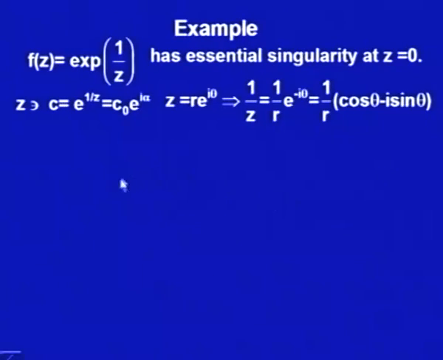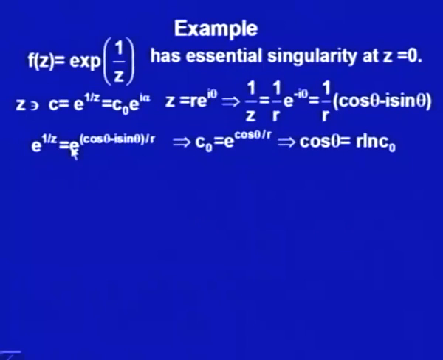So, now let us come to e to the power 1 by z. I could write it as e to the power (cos theta minus i sin theta) upon r. Now, break it into parts, because what we want is e to the power 1 by z equal to the constant c, and this constant c I am writing as c naught e to the power i alpha. So, I would try to find what the real part c naught is and what e to the power i alpha is. From here, if I rewrite it, I would get c naught as e to the power cos theta by r into e to the power minus i sin theta by r.